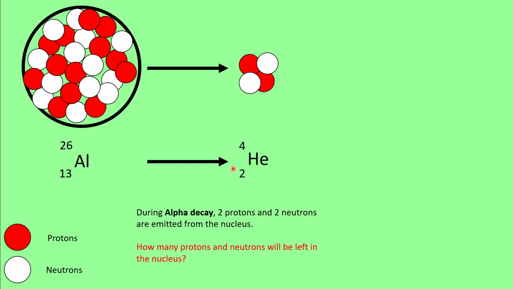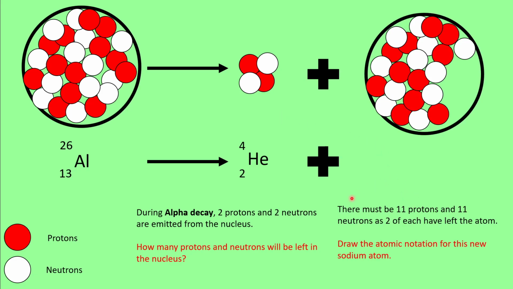Okay, so if 2 protons have left, then there must be 11 left in the nucleus. You started with 13, you've lost 2, there's going to be 11. And it's going to be the same for the neutrons. Started with 13, 26 minus 13, 13 neutrons, and you've lost 2. There's going to be 11 neutrons left. So the symbol for what is going to be left is going to be sodium, 11 protons, 22 protons and neutrons. Okay, and this is what we are left with.